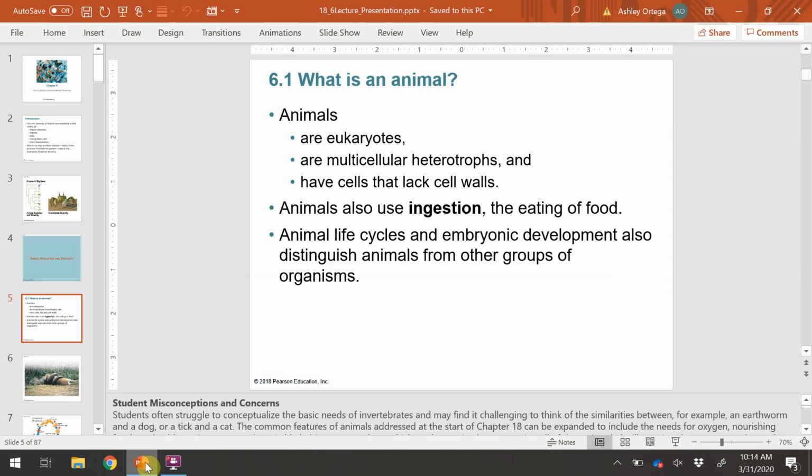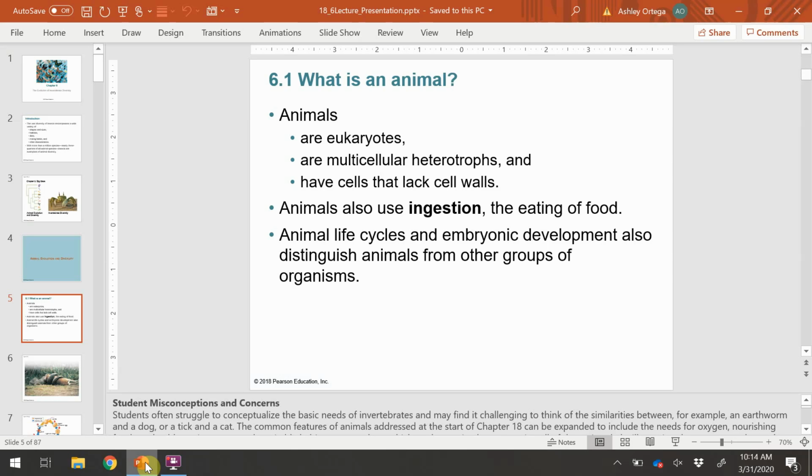Animals are eukaryotes, so they have eukaryotic cells. These cells have membrane-bound organelles. So no bacteria, no more bacteria for us in this section. Animals are also multicellular heterotrophs. We are made up of many cells, and we eat by ingesting things from the environment. Heterotrophs take in nutrition from the outside environment.